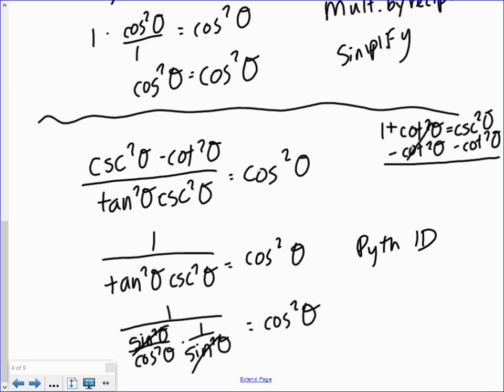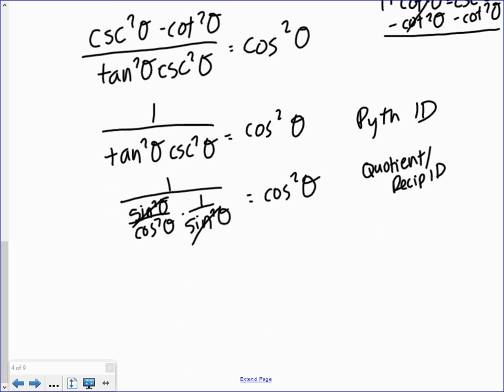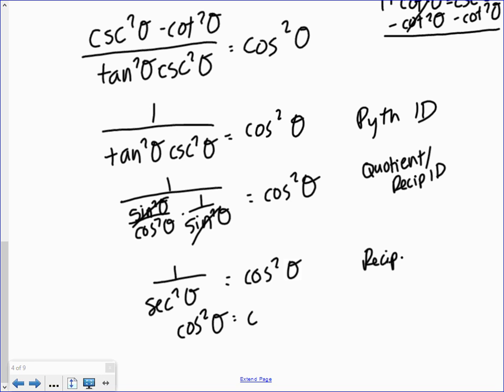So this would be the quotient and reciprocal identity. We could write this as 1 over secant squared theta by reciprocal identity in the denominator. Okay, 1 over cosine, and then we have cosine squared by reciprocal again. Okay. So there's more than one way to do it. Okay, good, but I like that. You can look at it different ways.